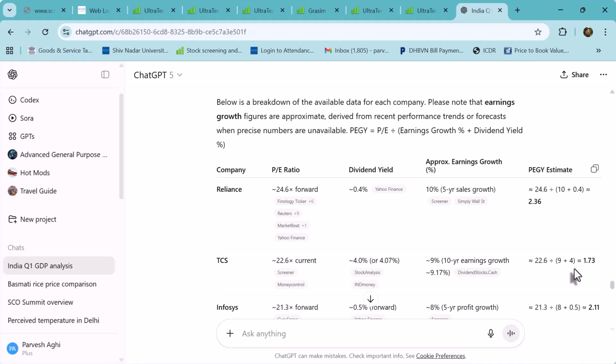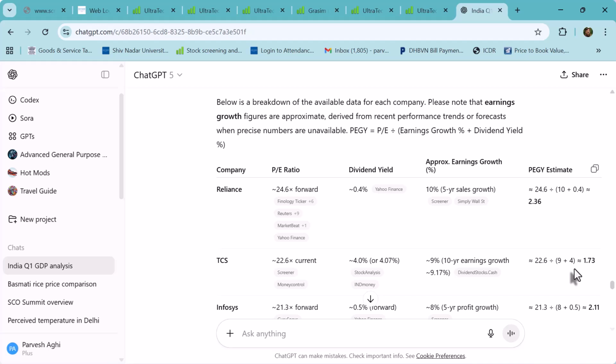So we are saying, okay, sales growth. So the PEG ratio is how much? 24.6 divided by 10 plus, so it comes to 2.36. Normally we will take the earnings per share growth and not the sales growth. Since it is not able to generate all the numbers, it is still trying to give you some answer, okay, fine. Then TCS is trading at 22.6.